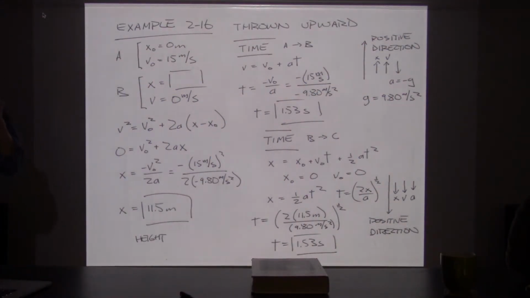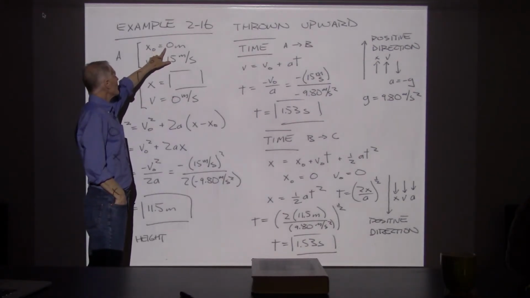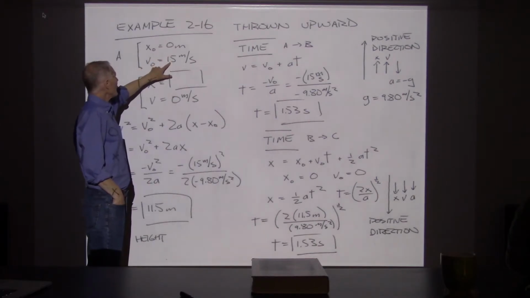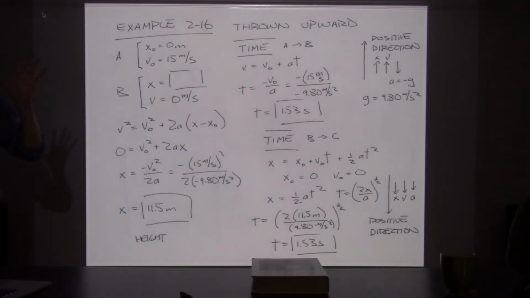So the idea is we get the ball, we wind up, we throw it very forcefully, and then we let go. At the point where we let go, we're going to call that 0 meters, and at that point it's traveling 15 meters per second. I've let go of it. I no longer am going to have any effect on it.